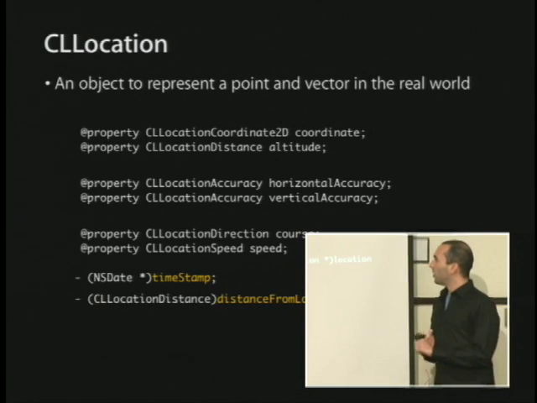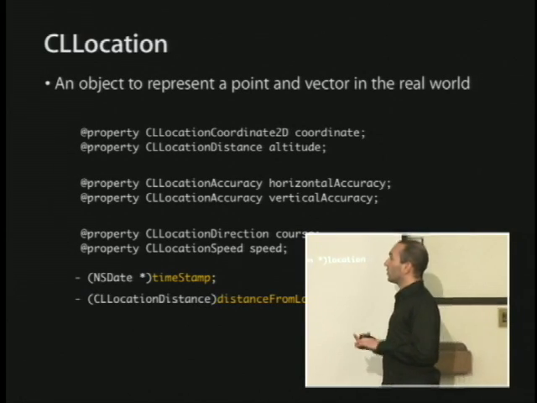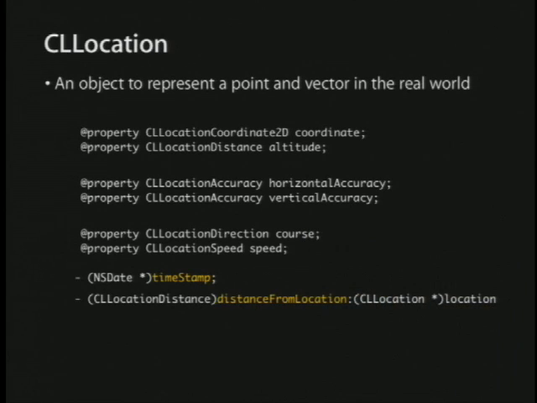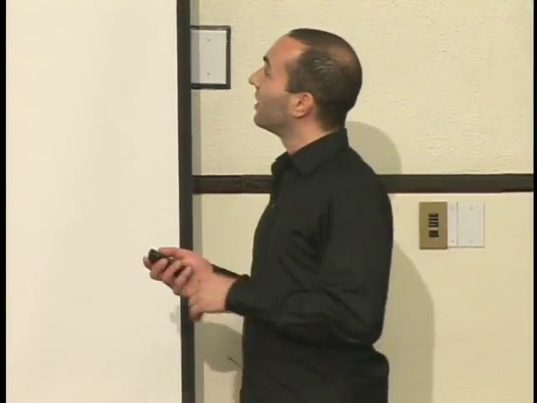The CLLocation will also tell you your course and your speed, so how fast you're moving in what direction. And it'll even let you calculate the distance from another location. Right? So if Josh is over there, I'm over here, and Josh has a CLLocation value, and I have a CLLocation value, I can pass that in. I can call distance from location, and it'll say he's about 3 meters away in the northwest direction.